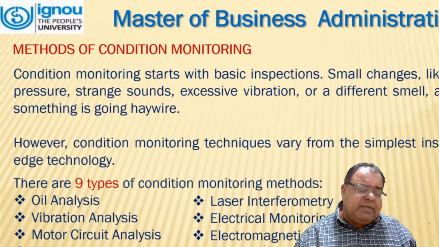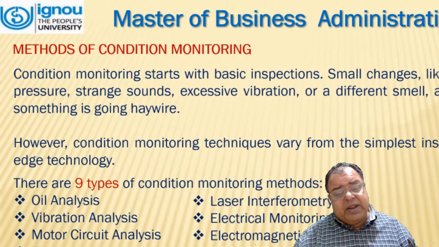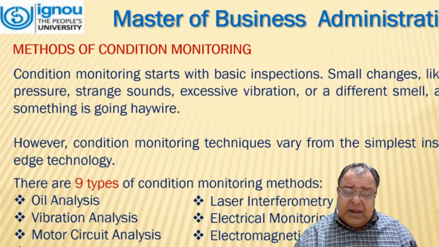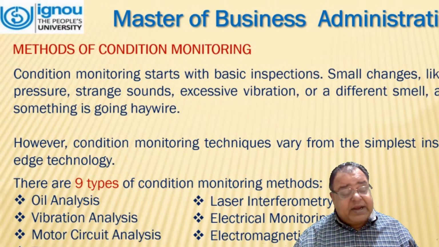And there are nine types of condition monitoring methods, that is oil analysis, vibration analysis, motor circuit analysis, thermography, ultrasonic monitoring, radiography, laser interferometry, electrical monitoring, and electromagnetic measurements.